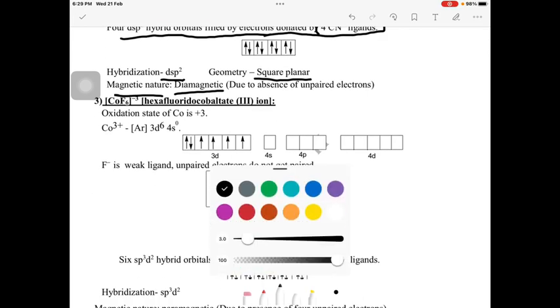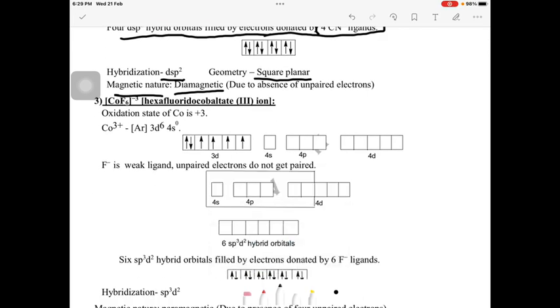Another one is CoF6 3 minus. Hexafluoridocobaltate(III) ion. Oxidation state of cobalt is +3. Electronic configuration: argon 4s0 3d6. Orbital diagram: 4s, 4p and 4d0.